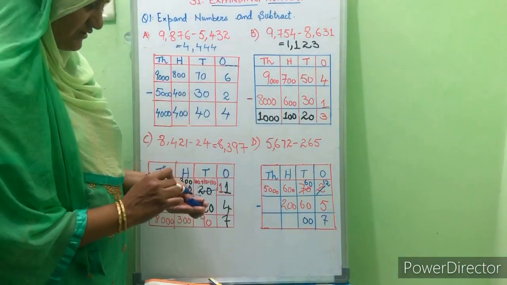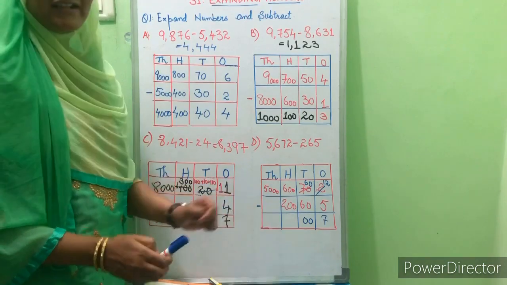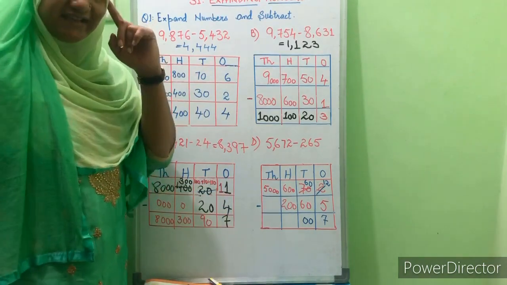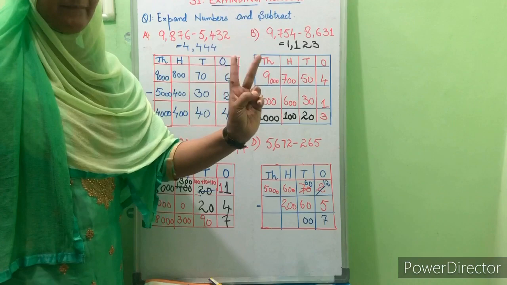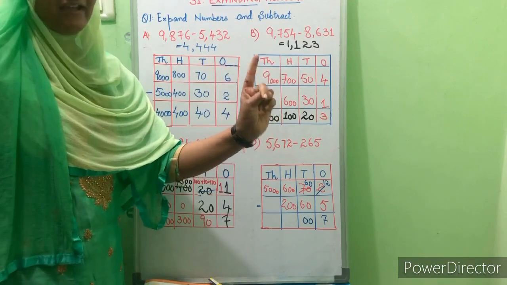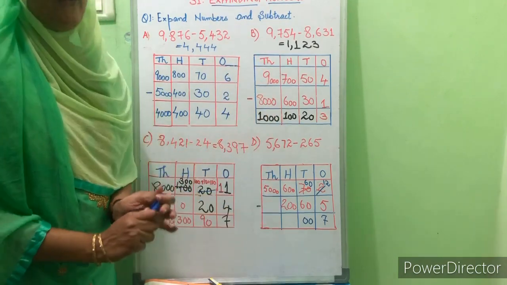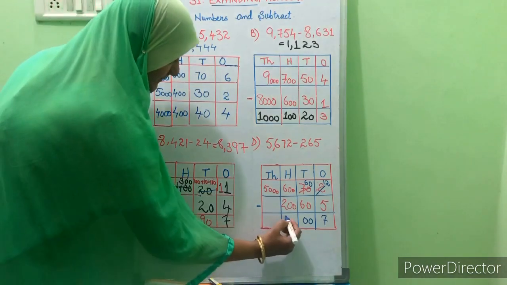Okay, children. So now let us do the hundreds place subtraction. 6 in the mind. 2 fingers up. Before 6: 5, 4. So what is the answer? 400.